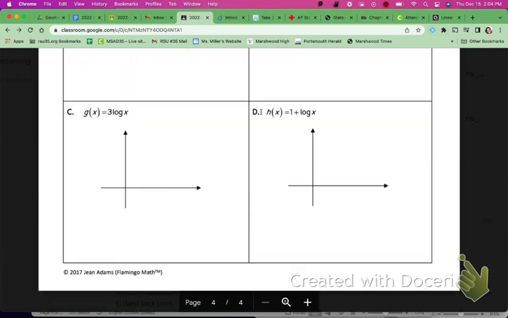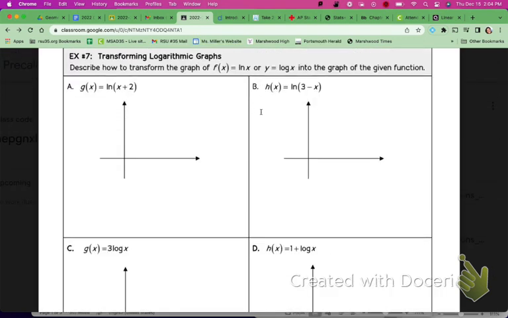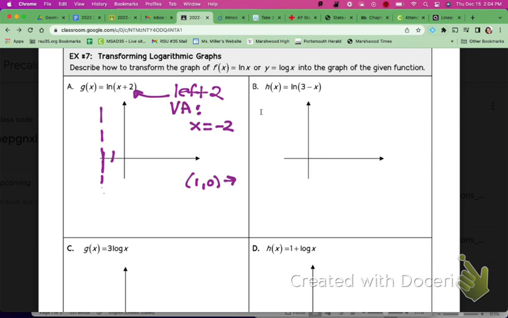Okay, almost there. Graphing. Transformations. What's going to happen to my parent graph if I have an x plus 2? It's going to move left or right? Which way? Left 2. Good. So that means my vertical asymptote is no longer at x equals 0. It's now going to be at x equals -2. And my point of 1, 0 is now going to move to where? If it's going left 2, it'll be at -1, 0. And just kind of make your curve.